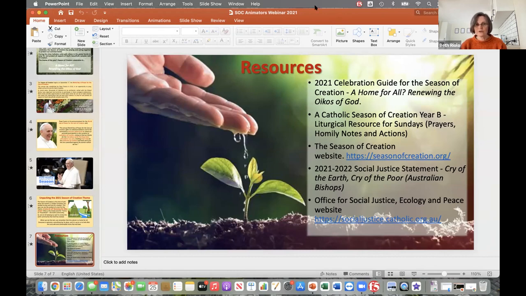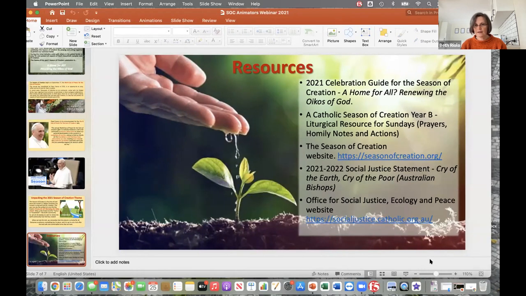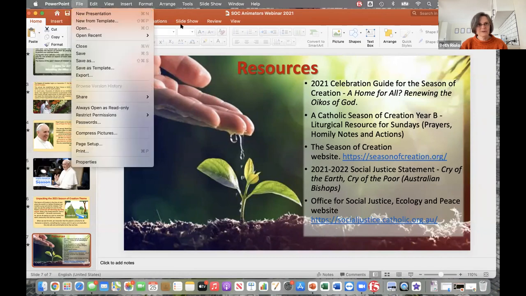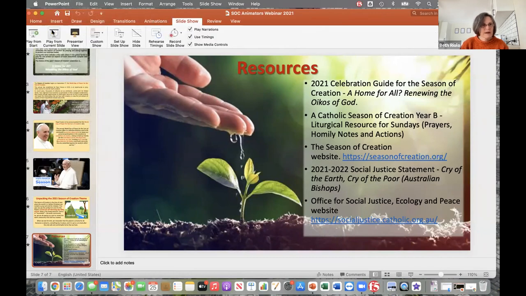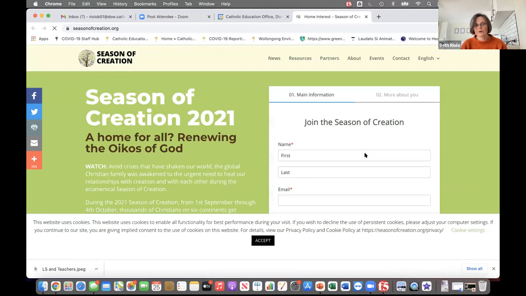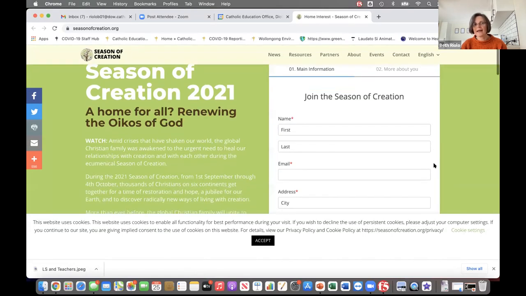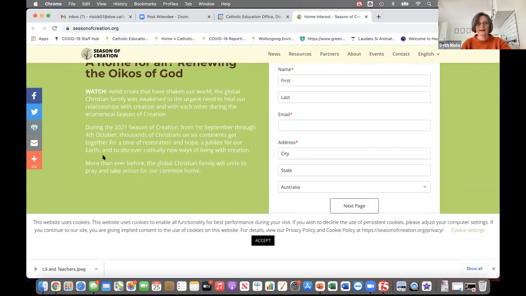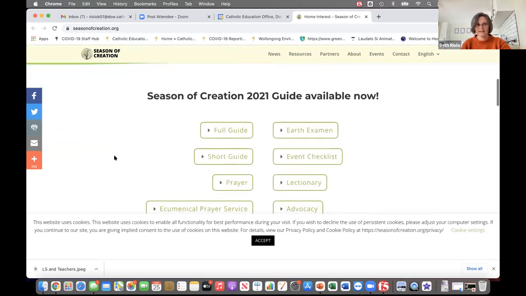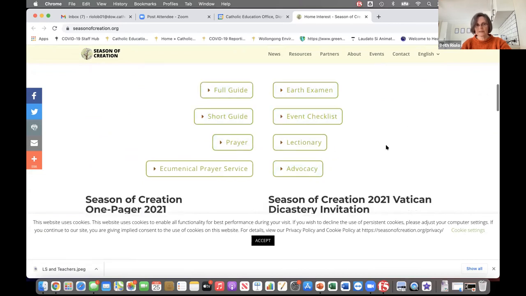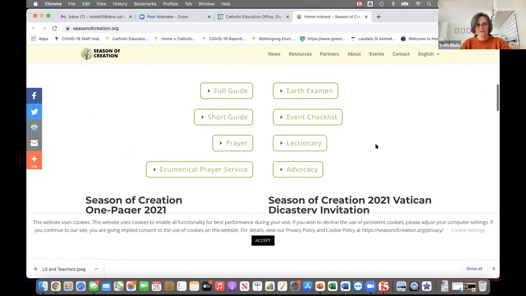If I go to the website, and how do I get onto the present slideshow? It's from current slide. If I go to here, this is the Season of Creation website. You can join up, and then you can get the resources yourself. But as I said, I've already downloaded the guide. So all of those things, you can go on yourself and download them separately. But I will send that to you if you want it.